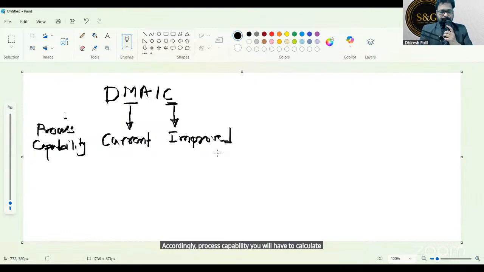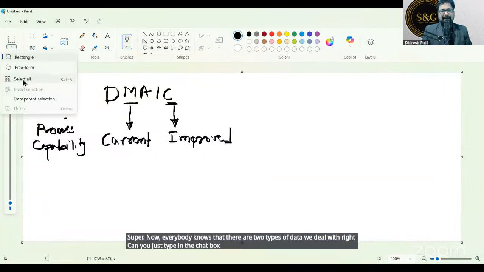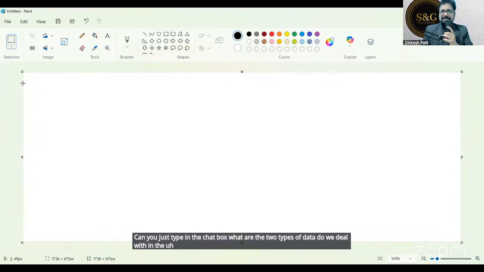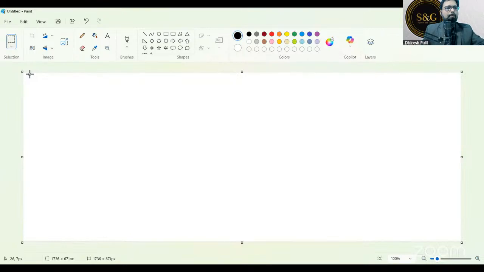Okay. Super. Now everybody knows that there are two types of data we deal with, right? Can you just type in the chat box what are the two types of data we deal with in statistics in Lean Six Sigma? What are the two types of data we deal with? Super, very nice. Continuous and discrete, very good.